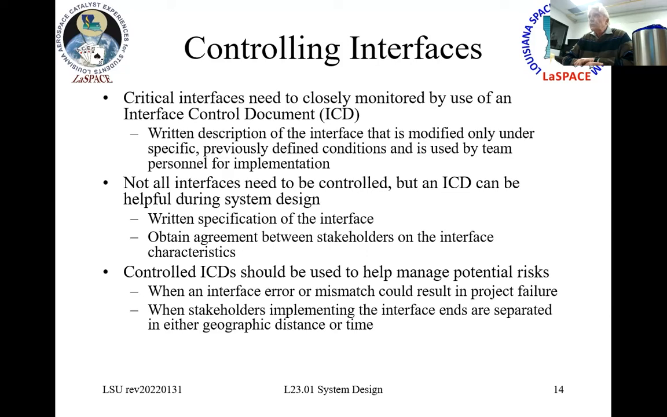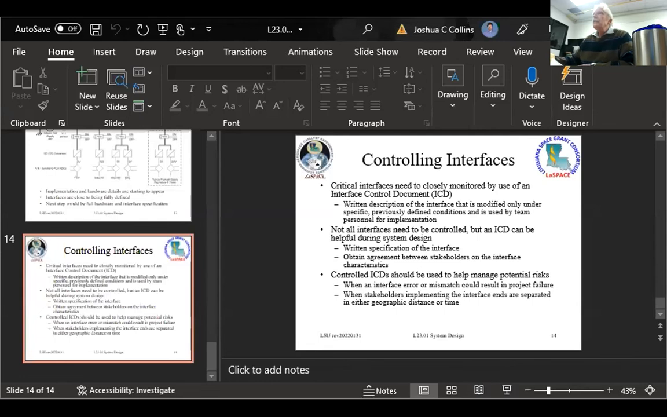It allows people who are working more or less independently to be able to understand what they are developing, right? So that's an important thing to keep in mind. Not all interfaces need to be controlled, but the critical ones should be. All right, so that's all that I got there on the system.